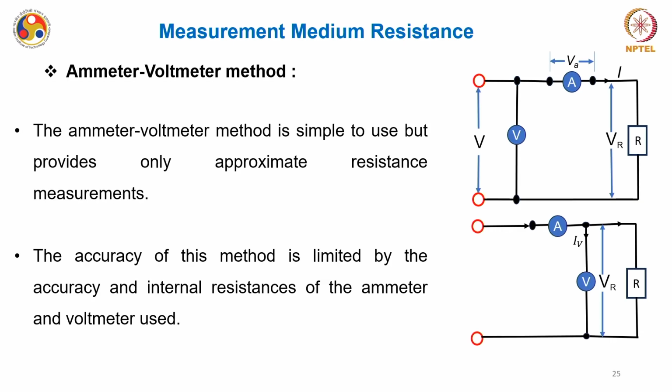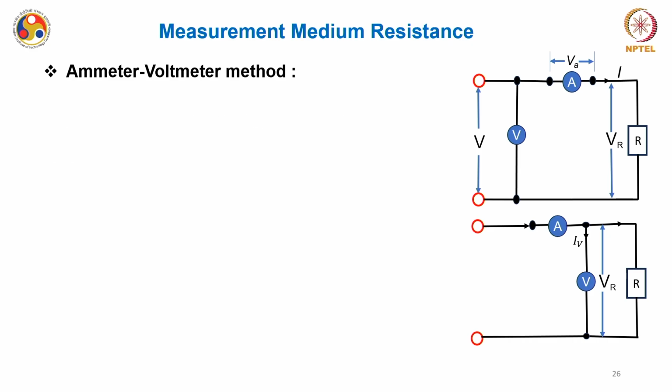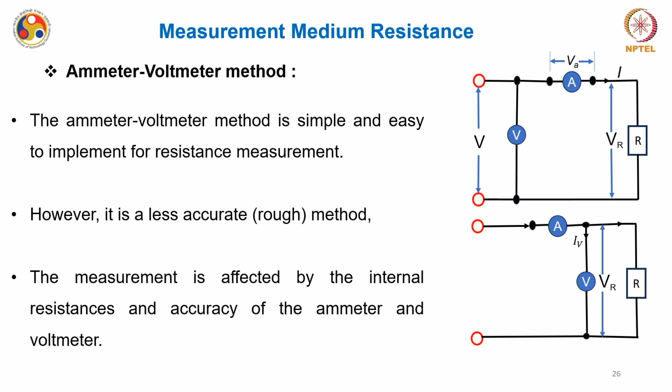Okay, fine. So, the ammeter-voltmeter method is simple to use, but provides only an approximate resistance measurement, and it is not as accurate as you want. The accuracy of this method is limited by the accuracy and internal resistances of the ammeter and the external voltmeter that you are using. The method is simple and easy to implement for resistance measurement. Again, not for accurate measurement, but for rough measurement you can use it. Of course, it is less accurate.